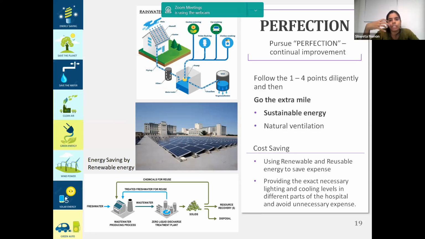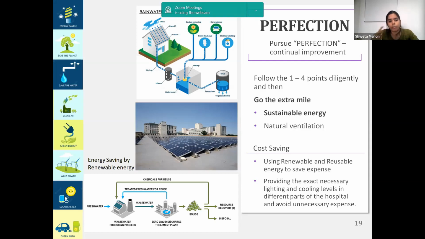Where you first install this facility, it is an expense, but in the long term, it is a great saving. So your solar energy, solar panels on the roof, so that they can take care of, maybe begin with just the water heating system, and then maybe if it starts working much better, it can take care of the cooling system also in your hospital. Then rainwater harvesting, because there are many cities in India that face major water shortage. So rainwater harvesting is something you're doing not just for yourself, you're doing it for your community as well.